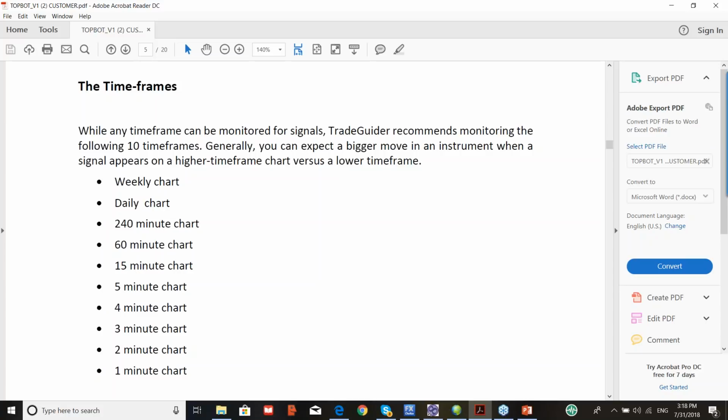Certainly many of the things we use that I'm going to use today, like the upthrust, like no demand, all of those things, testing, that's very Wyckoffian, and everything is based on Wyckoff.